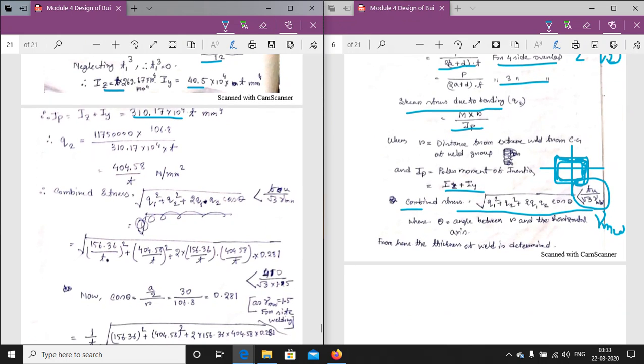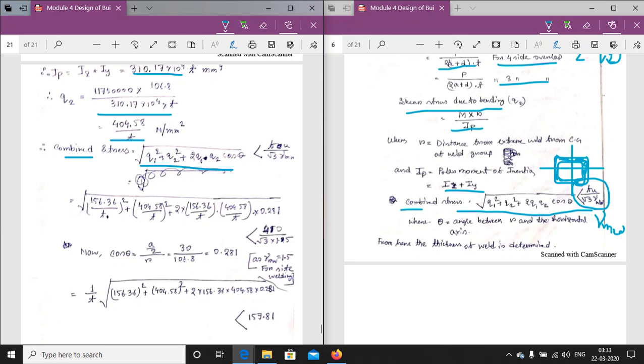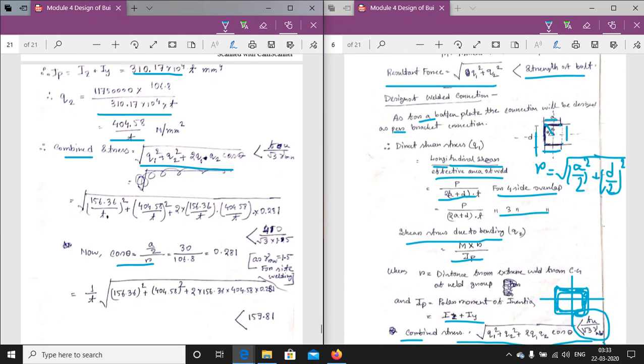Similarly, Q2 will be equal to M into r by Ip. So the value of Q2 is equal to that value, M into r by Ip. Now the combined stress value is equal to that. Now coming to theta, cos theta will be equal to a by 2 by r, as I have shown you.